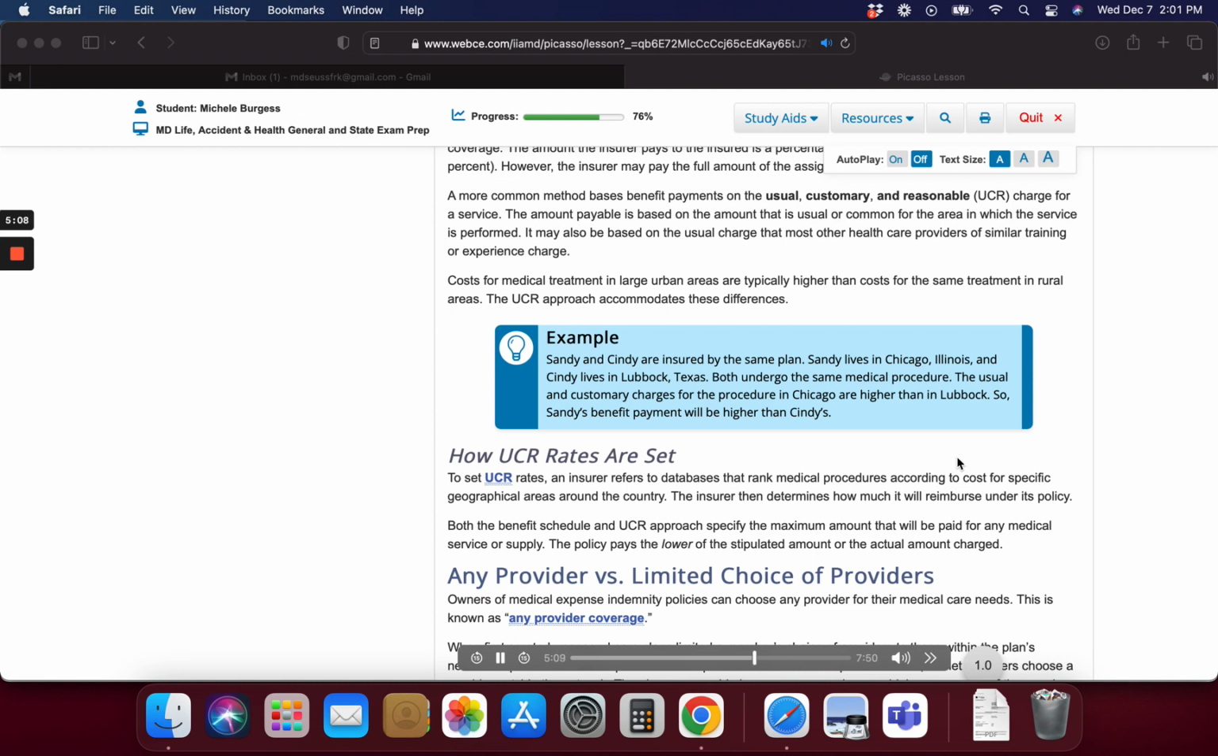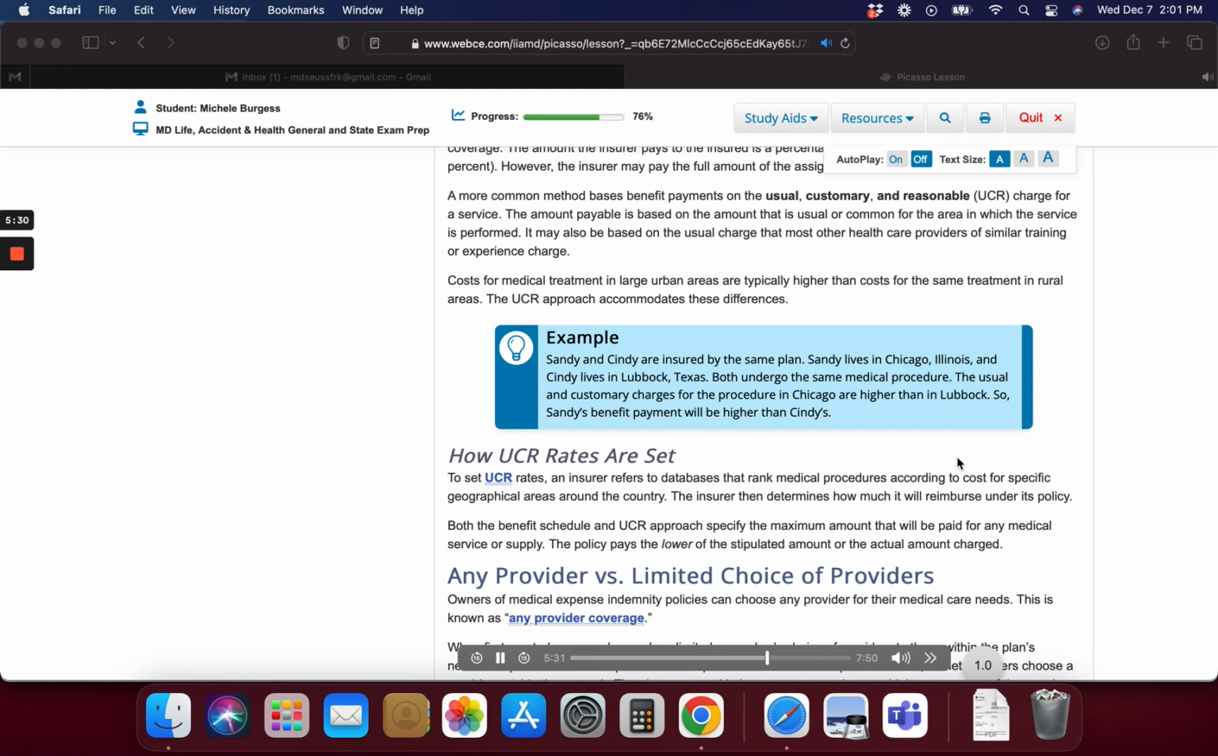Example: Sandy and Cindy are insured by the same plan. Sandy lives in Chicago, Illinois, and Cindy lives in Lubbock, Texas. Both undergo the same medical procedure. The usual and customary charges for the procedure in Chicago are higher than in Lubbock. So, Sandy's benefit payment will be higher than Cindy's.